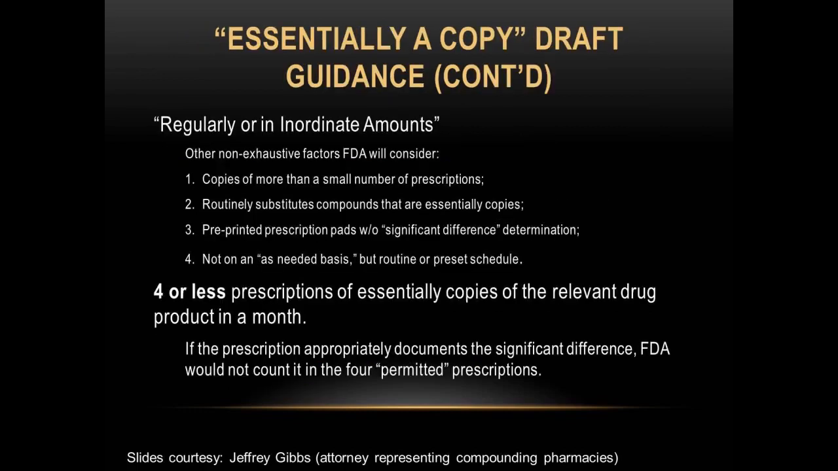Furthermore, with regularly or in inordinate amounts, other factors that the FDA will consider are copies of more than a small number of prescriptions, routinely substituting compounds that are essentially copies, pre-printed prescription pads without a significant difference determination, and not produced on an as-needed basis. This means that if they produce more than 4 prescriptions per month, they may be in violation.